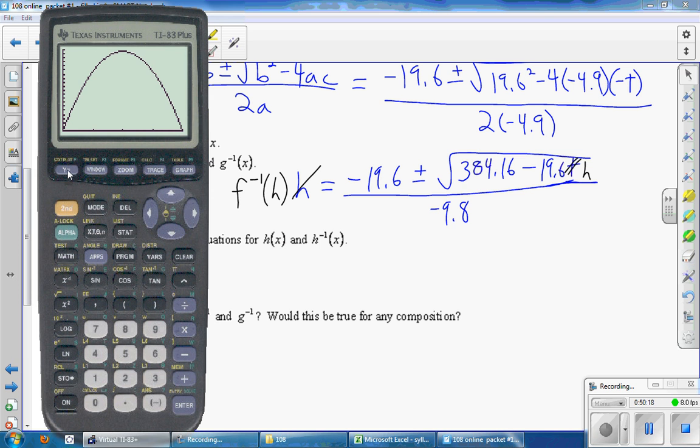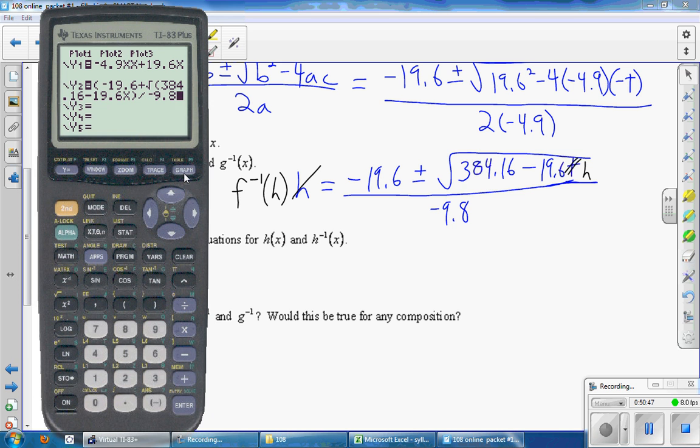Okay, so let's do a little bit of work on the calculator. This is going to be messy, but we can handle it. So I'm just going to type in one of these pieces here. I'll type in the plus. Let's just see what that looks like. So very carefully typing in all of this stuff: negative 19.6 plus square root 384.16 minus 19.6x, close the parentheses, divide by negative 9.8.